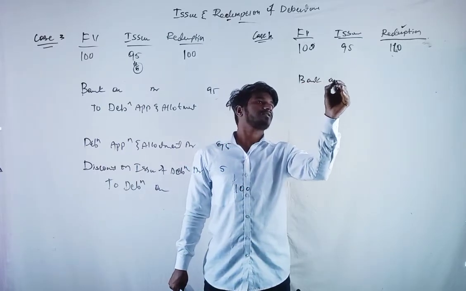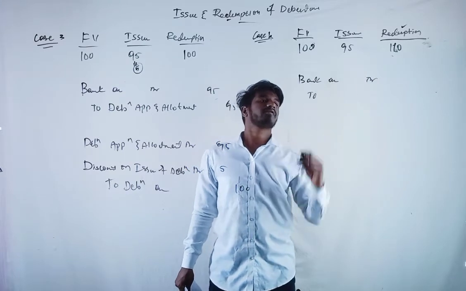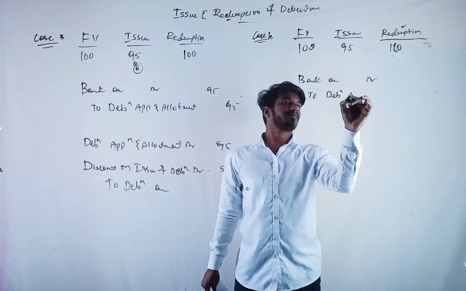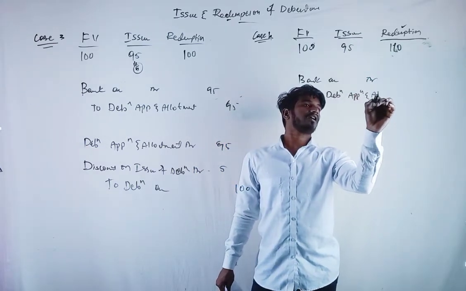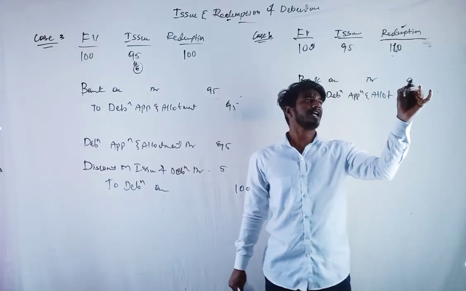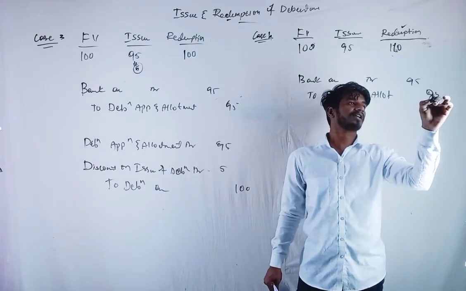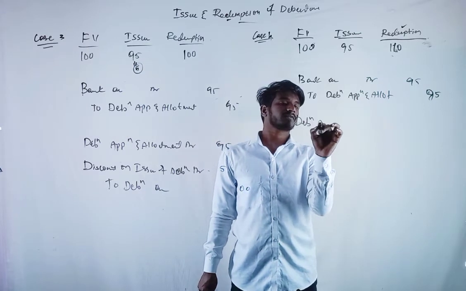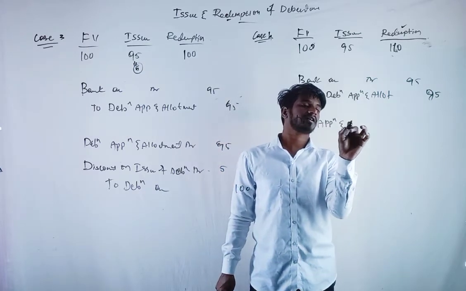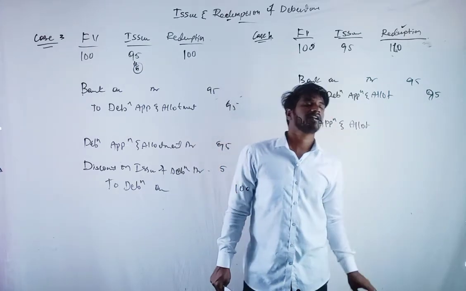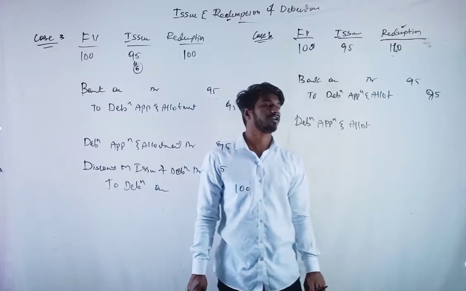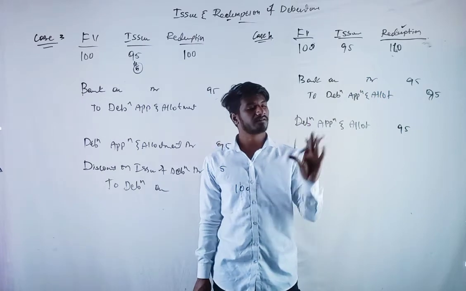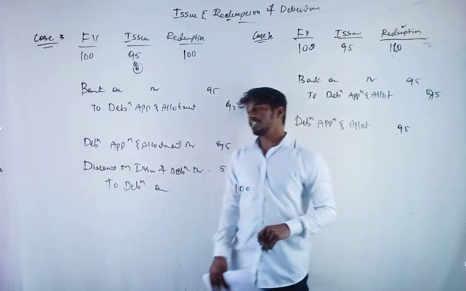Bank account debit to, will receive how much? Debenture application and allotment, 95 we will receive in the bank. We have issued at 95, right? Debenture application and allotment, how much? 95. And we have here these both entries.